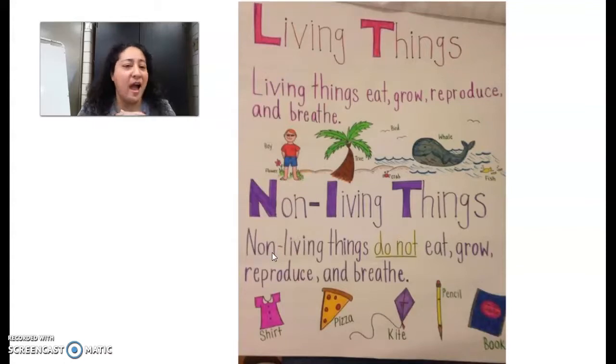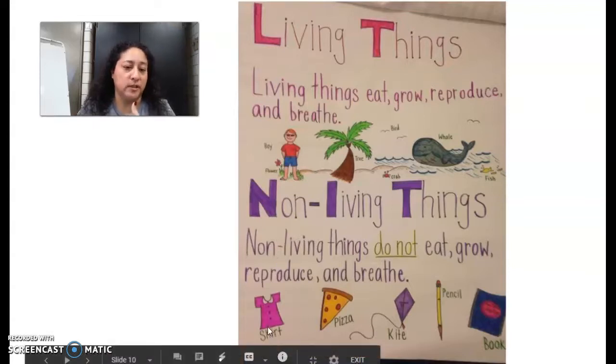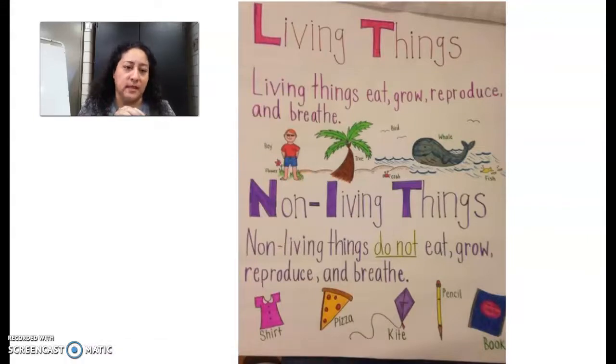Non-living things do not eat. They do not grow. They do not reproduce. That means they can't have babies or they can't make seeds. And they do not need to breathe. So non-living things in Spanish is seres no vivos o inertes. And some examples of non-living things are a shirt, a pizza, a kite, a pencil, or a book. Those things do not grow, they don't need to eat, they don't have babies, they can't breathe. So those are non-living things, okay?